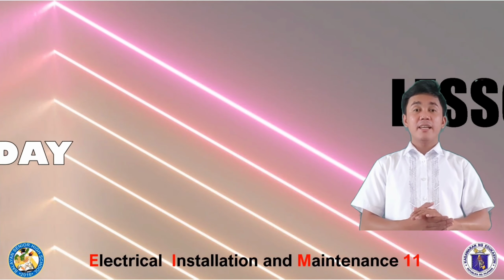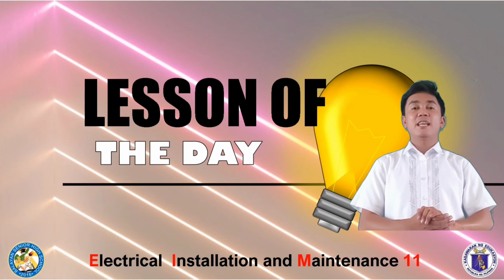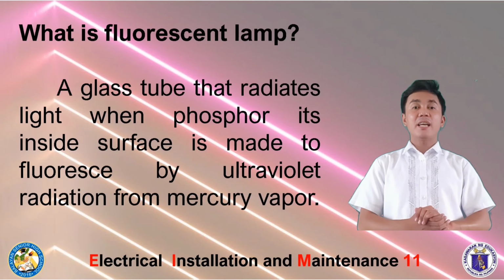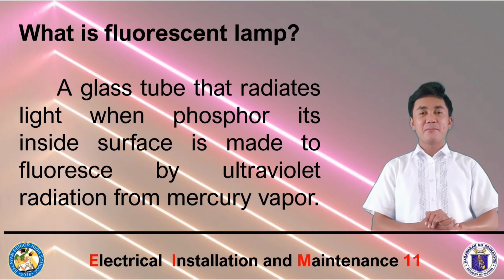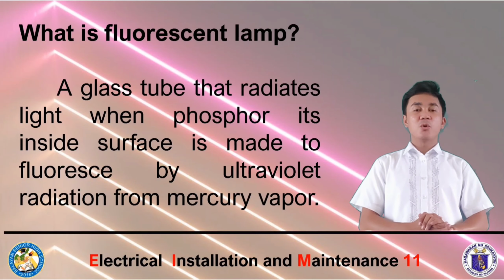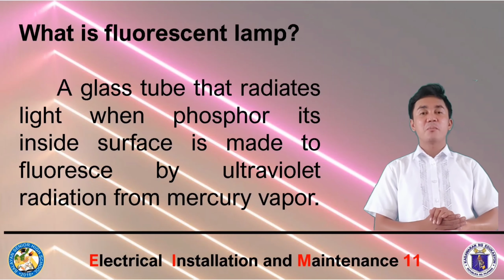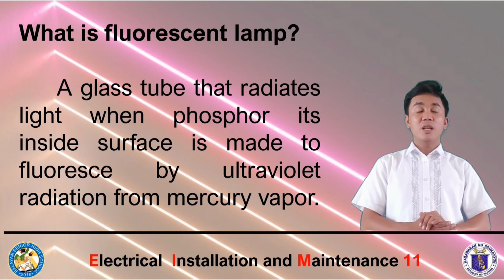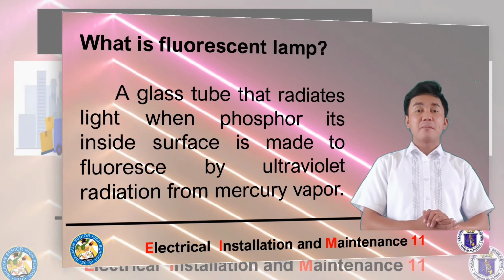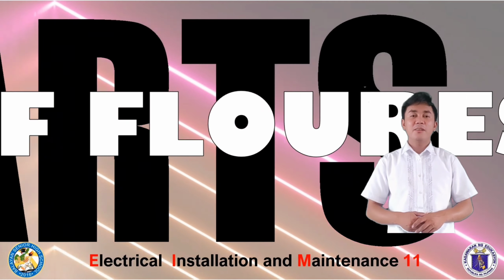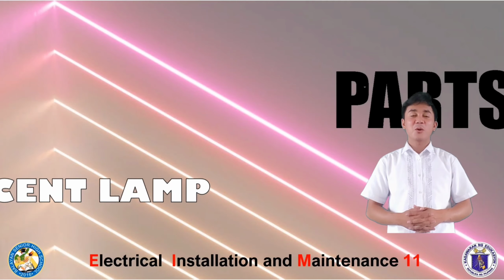So now, let us proceed to our discussion for today. First, let me define what a fluorescent lamp is. A glass tube that radiates light when its phosphor inside surface fluoresces by ultraviolet radiation from mercury vapor. I know that all of you are familiar with this kind of lamp. Now, let us discuss the parts of a fluorescent lamp.